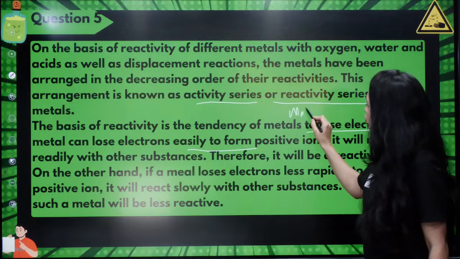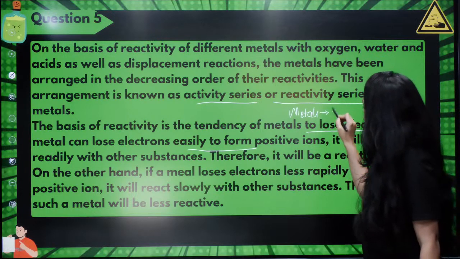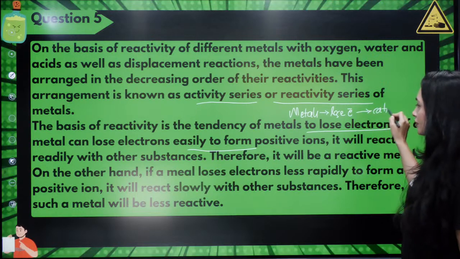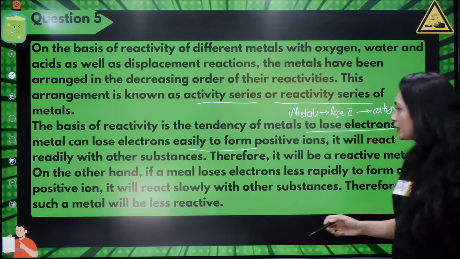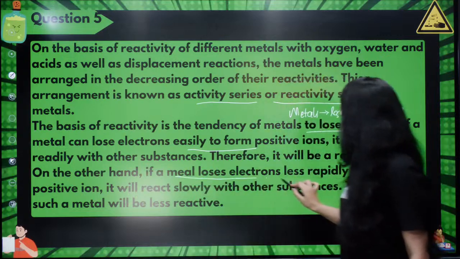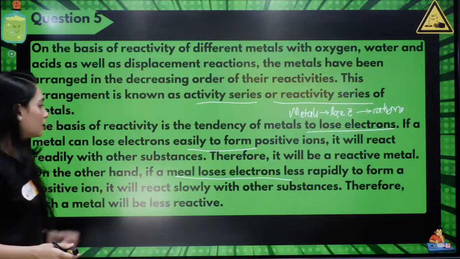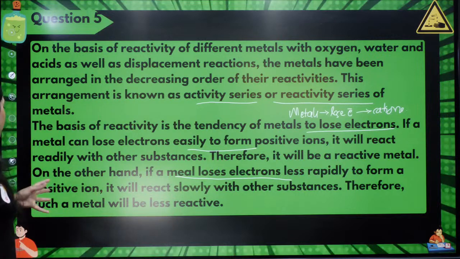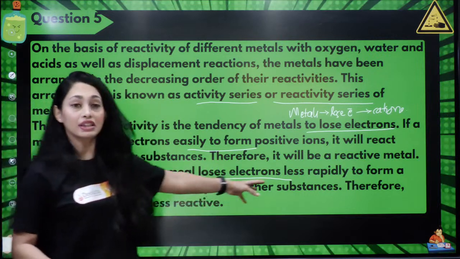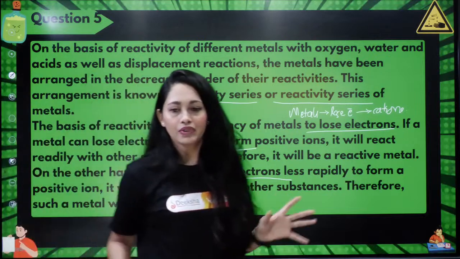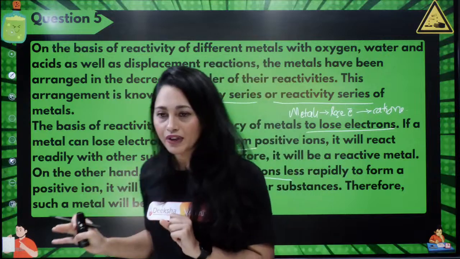So, metals tend to lose electrons, we know that. Metals tend to lose electrons and they form positively charged ions called cations. Therefore, it will be a reactive metal. On the other hand, if a metal loses electrons less rapidly, slowly, to form positive ions, it will react slowly with other substances. Therefore, such a metal will be less reactive. This is the information that they have given.